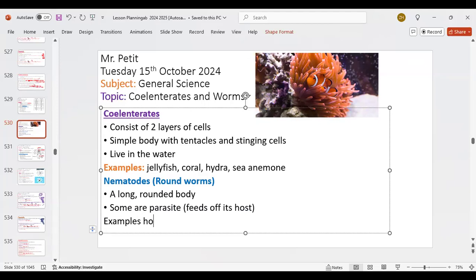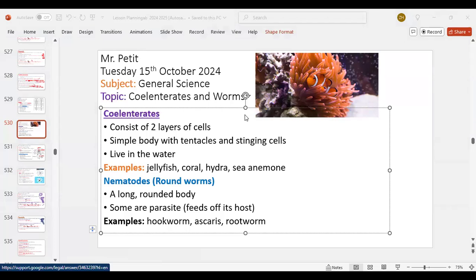the hookworm, and you have the Ascaris, and then you have the rootworm. All of these are examples of roundworms. What are roundworms called? Nematodes. All right, so these are some examples of roundworms for you.